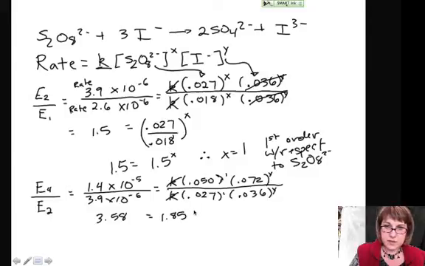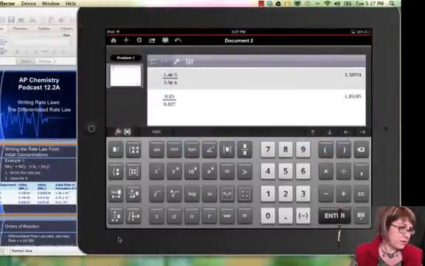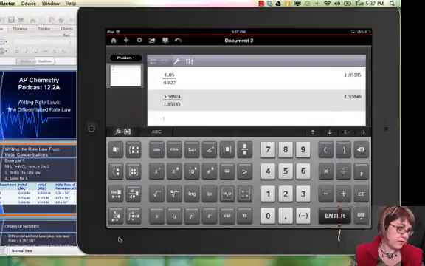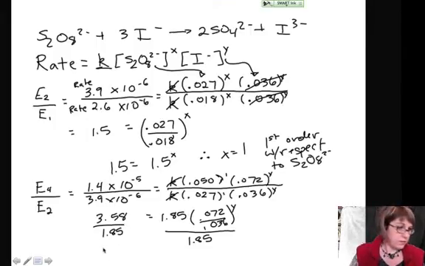And that's multiplying 0.072 over 0.036, and that's all raised to the power of y. We're trying to figure out what is y. So my first thing to do is to divide both sides by 1.85. All right, let's go back to the calculator because that's not math I want to do in my head. 3.58974 divided by 1.85185. Okay, 1.938 is pretty close to 2.